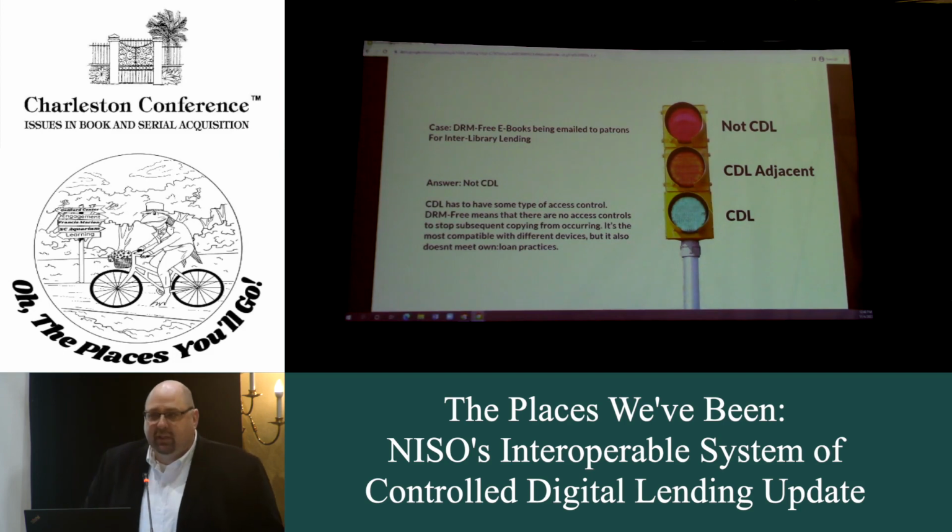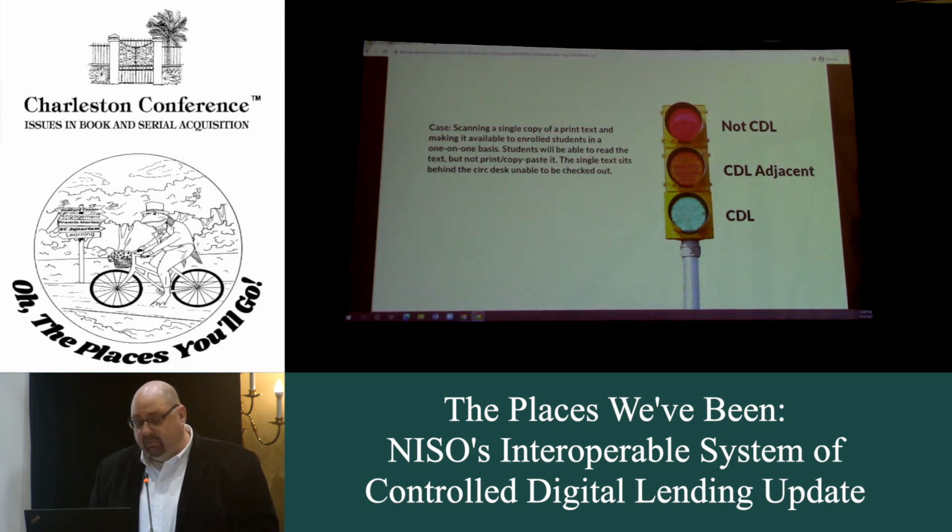So this was something that, again, you'd think was kind of easy, but there are a number of different stipulations that will actually limit some of the discussion. Scanning a single copy of a print text and making it available to enrolled students on a one-on-one basis. Students will be able to read the text, but not copy or paste it or print it. And the single text sits behind the circ desk, unable to be checked out.